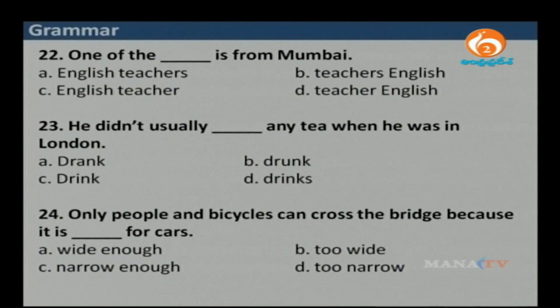22, one of the dash is from Mumbai. One of the English teachers, one of the teachers English, one of the English teacher, English. Now, B and D are incorrect. Between A and C, you need to pick the right answer. Just read the question: one of the English teachers is from Mumbai, or one of the English teacher is from Mumbai. You need to tell me which one is the correct answer.